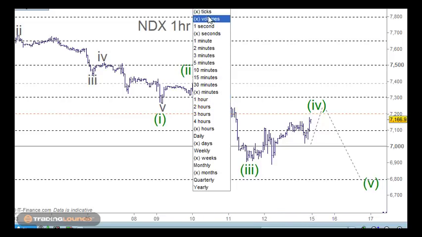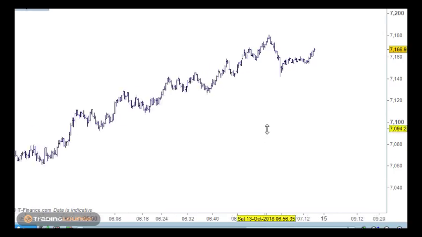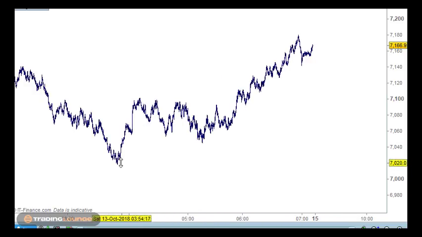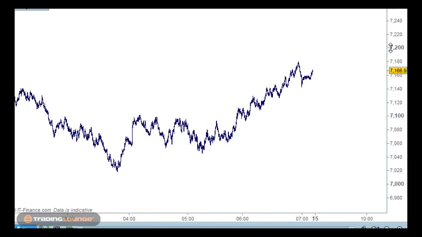So if we go to the tick chart here, we should be able to pick that up, the same pattern. So wave 1, ABC for wave 2 here, and I haven't pulled this apart through here, but I would imagine that the 7,200 here, 72, will be the turning point for this market.